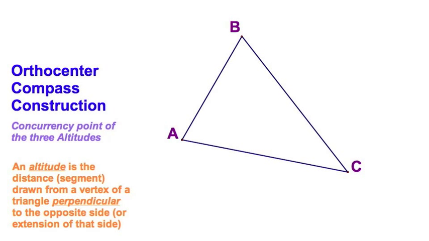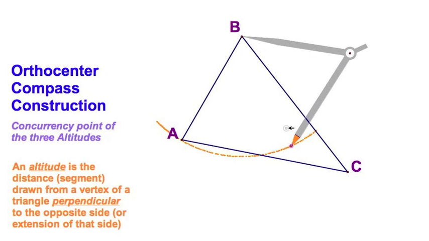So let's set up our compass. I'm going to put the needle on B right there, and I'm going to swing this random arc. I did set it up so it goes through A. You don't have to use A, but what you do need are two points of intersection that are equidistant from point B. Okay, so let's take it from there.